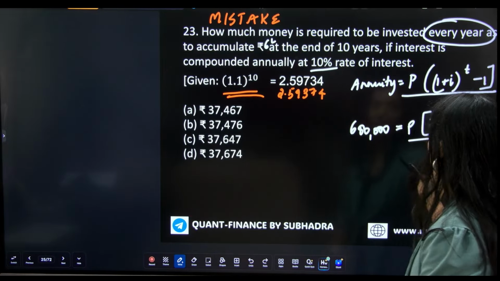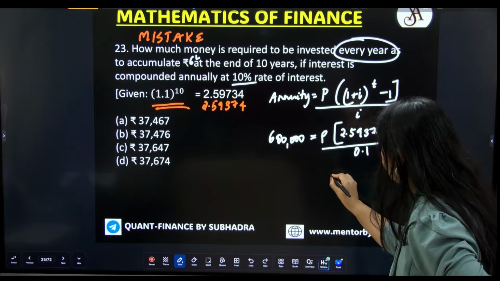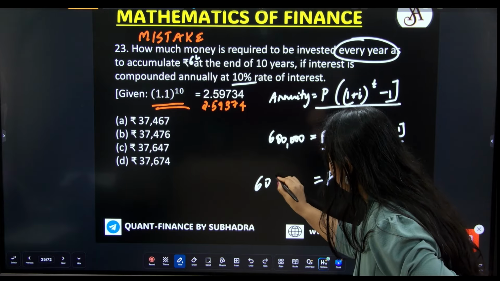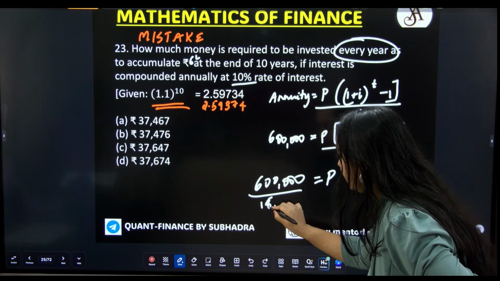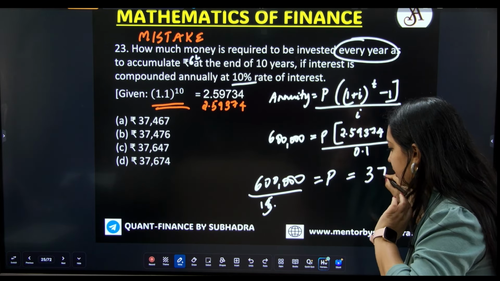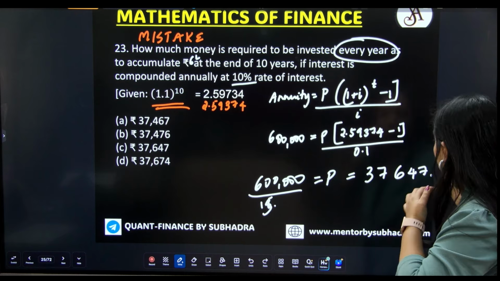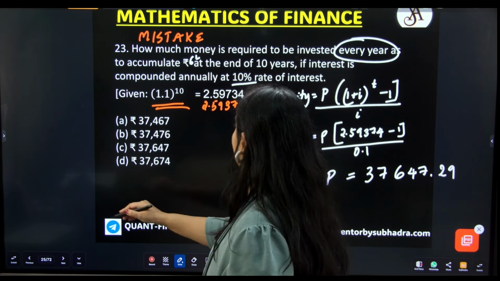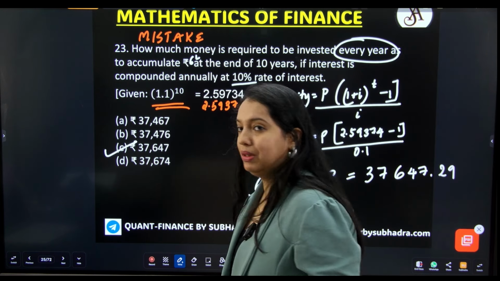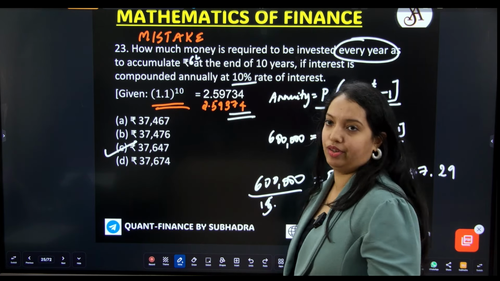Yes, P value: 6 lakh divided by this factor, 15 point something. I got the value as 37,647.29. The nearest correct value for this is 37,647, correct? Option C. So please be careful while taking this number on your calculator.